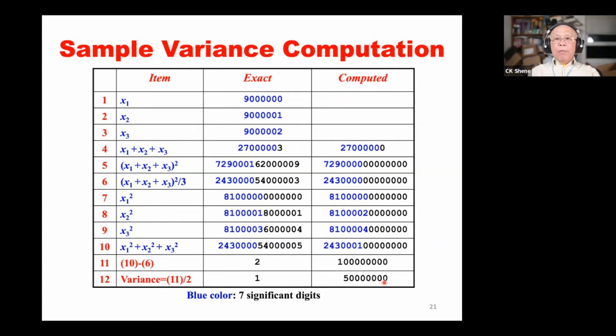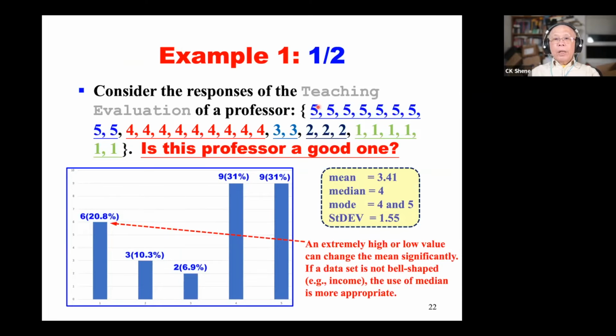In an early version of Microsoft Excel, Microsoft simply used this formula. And this is one of the issues in floating point arithmetic due to the limited number of digits a computer can store. Now let's take a look at example.